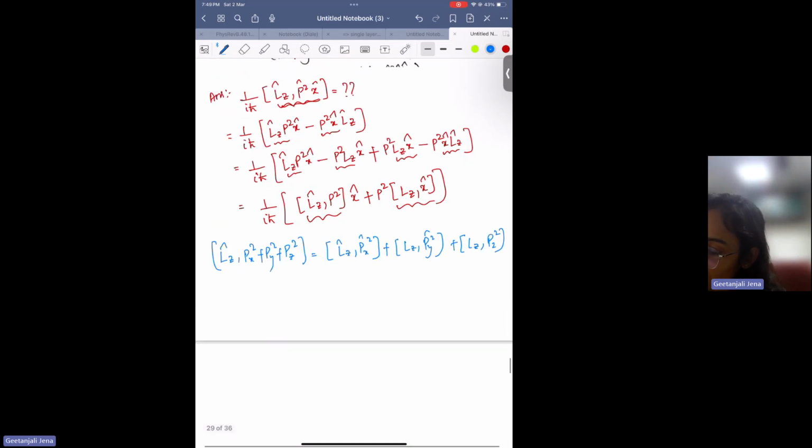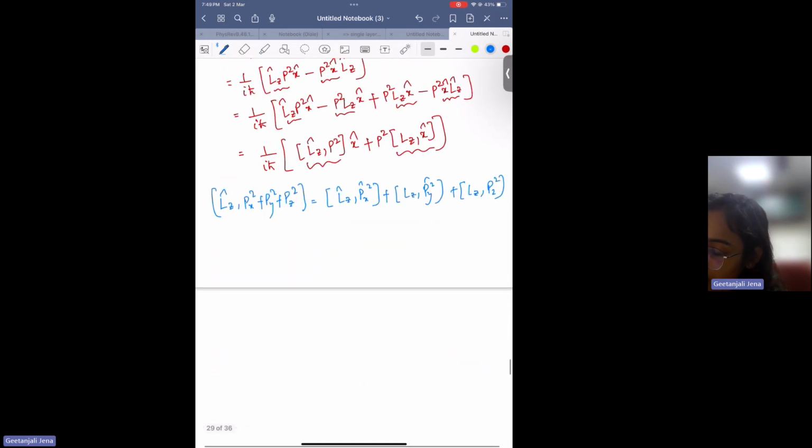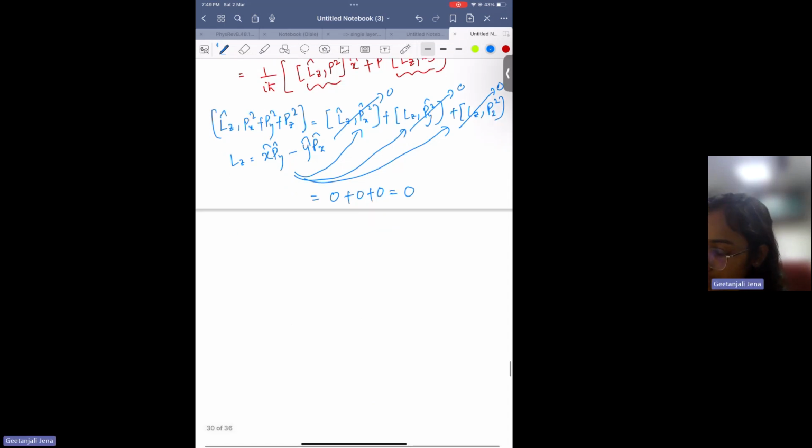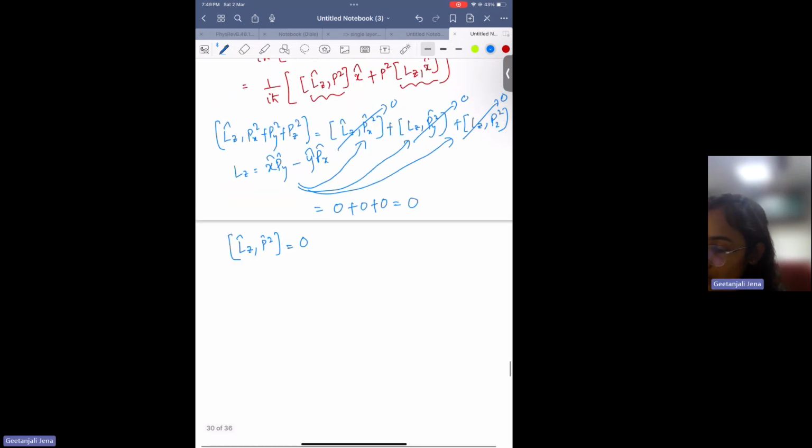So now what you have to do is use the expression for Lz. Lz is nothing but x Py minus y Px, right? So you have to use this and put this Lz in each term. Then what you will find out now? You will find out each commutation relation is 0. So that means Lz with P square, all these terms will vanish. Okay, that means Lz commutes with P square. So this is 0. So the first term is 0.